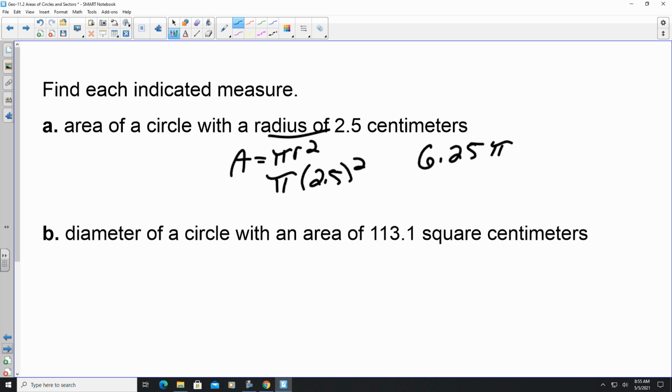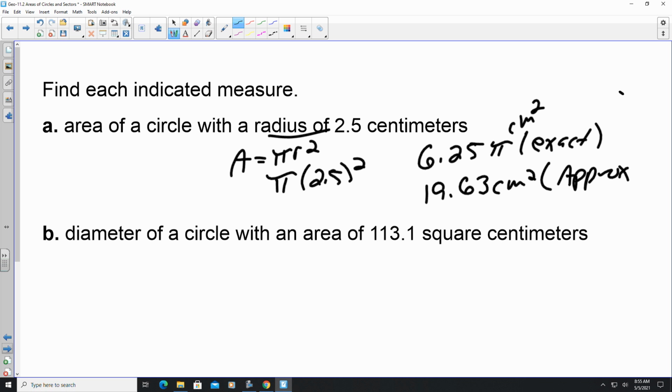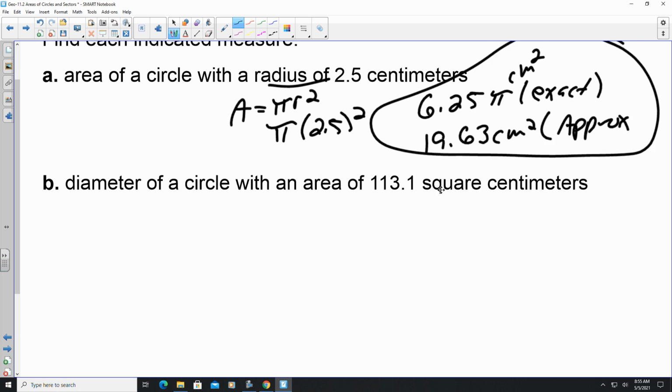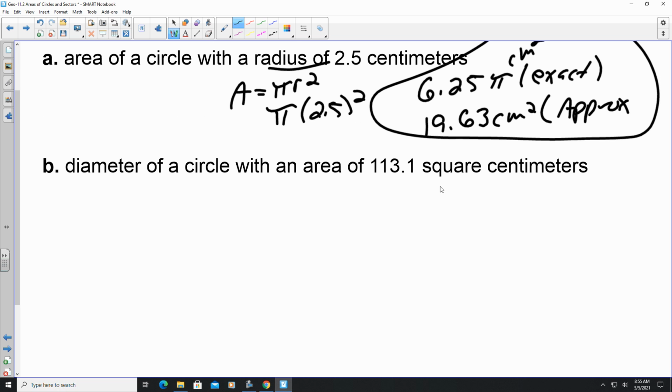You can get an answer of 6.25 pi. That is your exact answer. And we got square centimeters as the label. Or you can multiply it by 3.14 to represent pi, and you got 19.63 square centimeters. And again, that is the approximation. And again, they'll tell you which one to use, or otherwise, I can accept both answers, as long as they don't give you a specific route to go to.